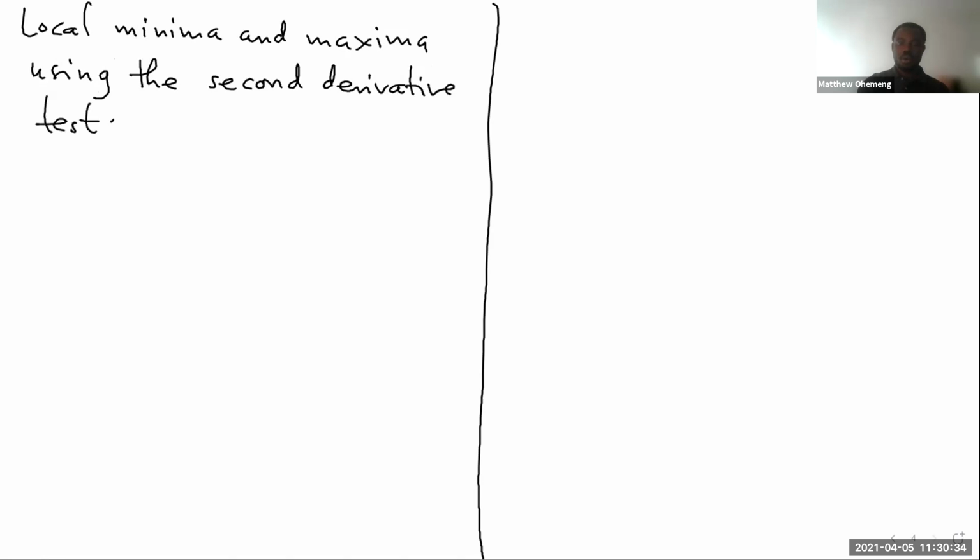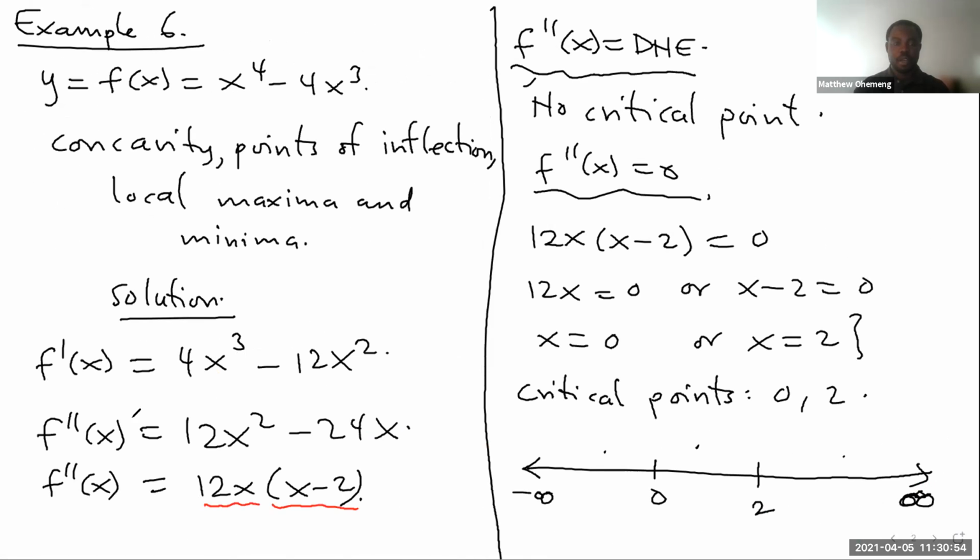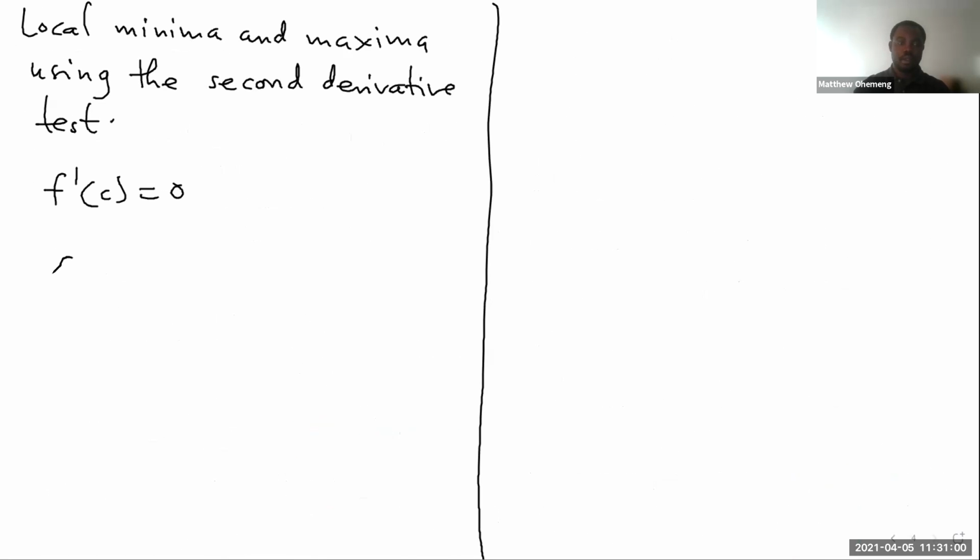Okay, so what is the second derivative test saying? Well, the second derivative test says we have to first find all c such that f prime of c is equal to 0. So what is f prime? Well, I got f prime way back. F prime of x is 4x cubed minus 12x squared.